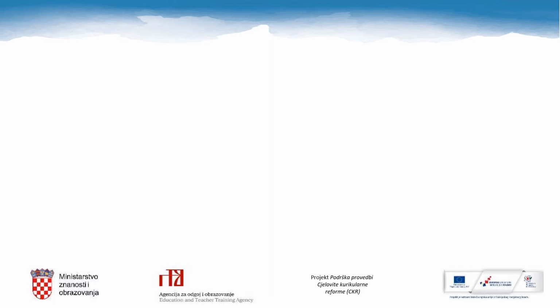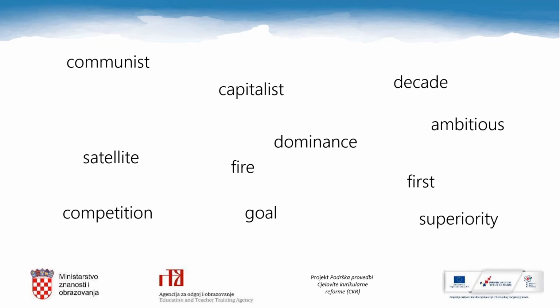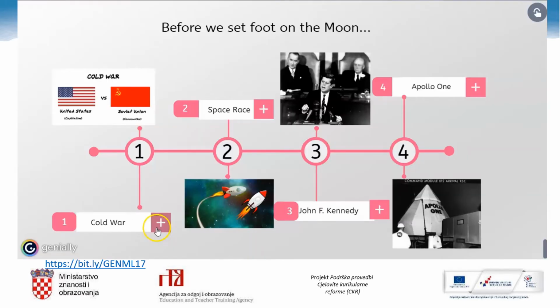Before you start making predictions about the way they are connected to the first successful manned mission to the moon, here are some words that will certainly help you do the task. Decade, capitalist, fire, communist, dominance, first, ambitious, competition, satellite, go, superiority, crew. These are my notes. What about yours? Are they similar to mine?